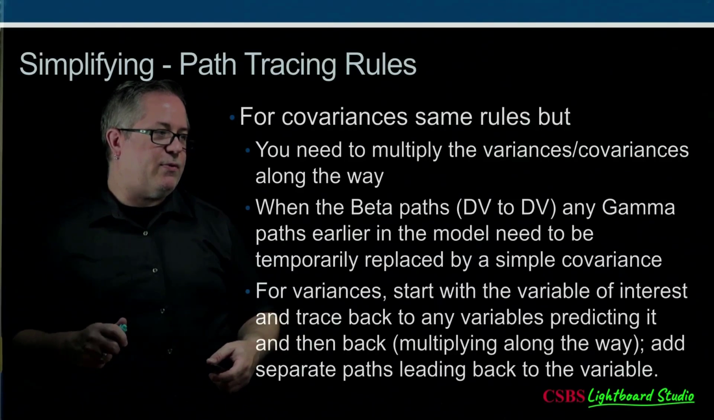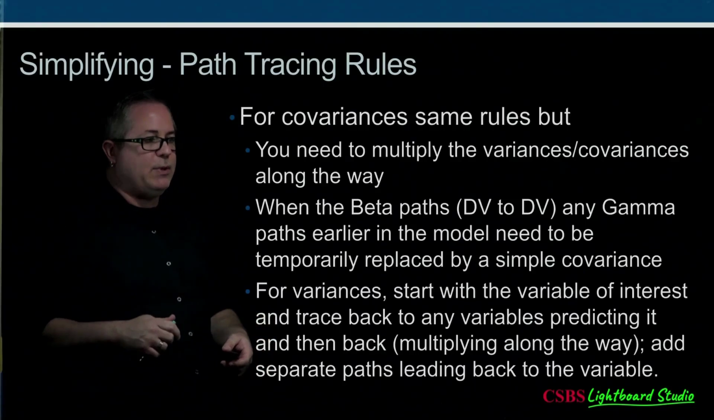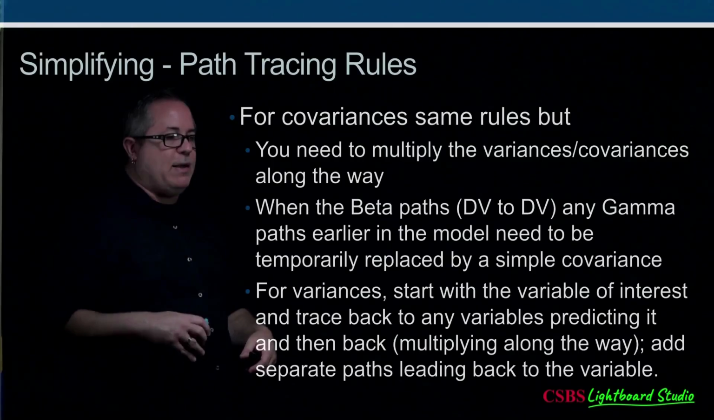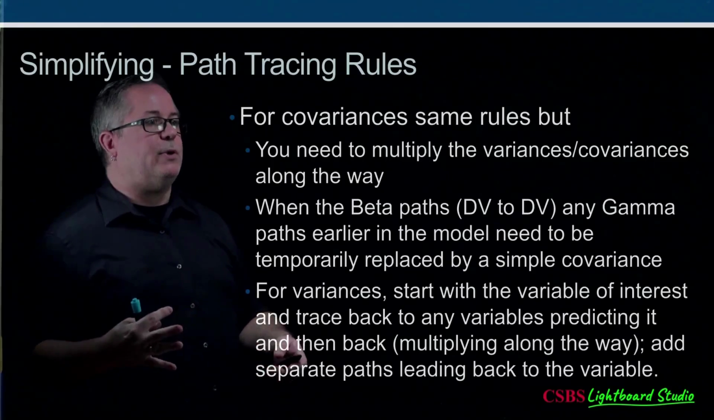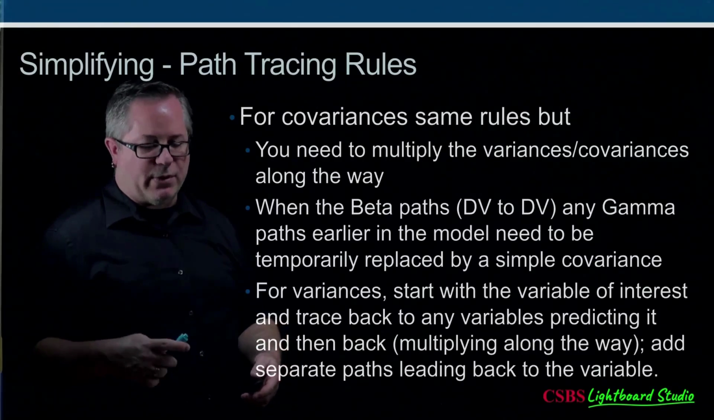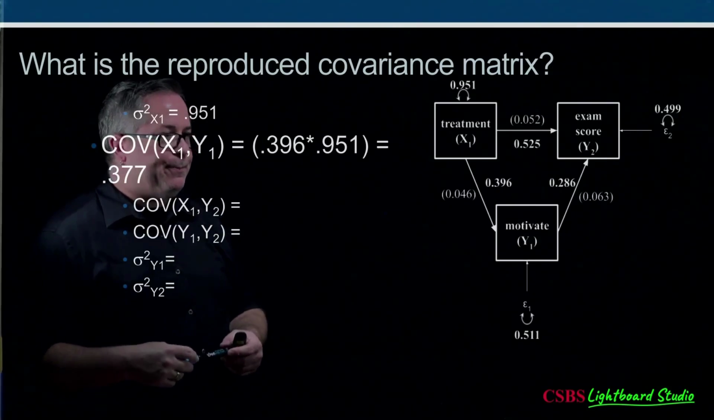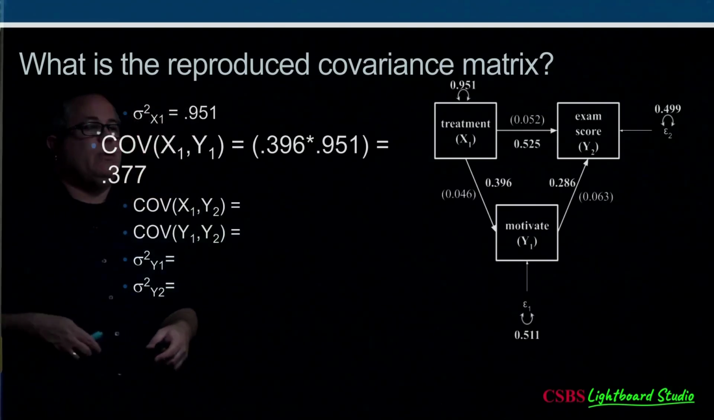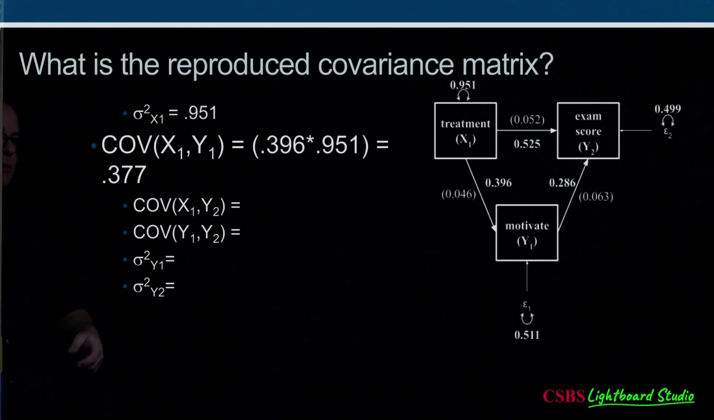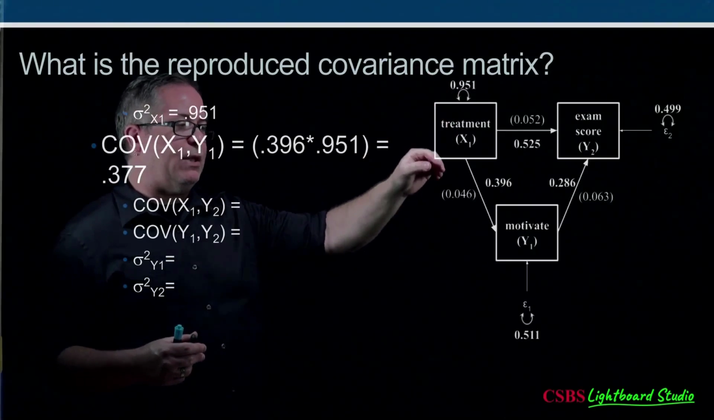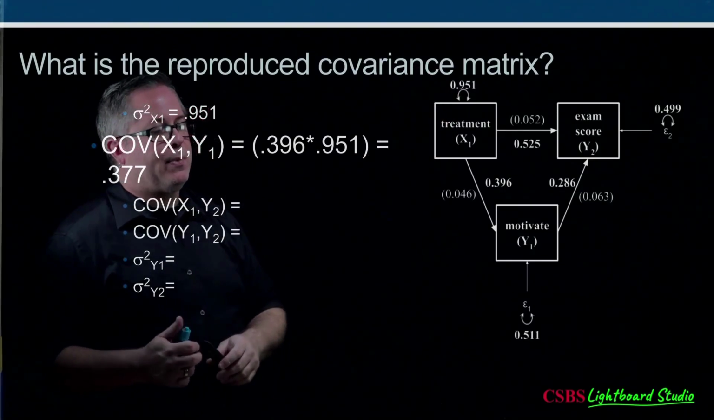For the variances, start with a variable of interest, trace back to any variables predicting it, and then back to it again, multiplying along the way. Add separate paths leading back to the variable. All right, sounds like a lot of rules. Sounds like it's probably more convoluted than the covariance algebra, but you'll see it's actually not too bad. So when we're trying to reproduce the matrix, 0.951 is the only one that is just calculated. We don't have to worry about that one.